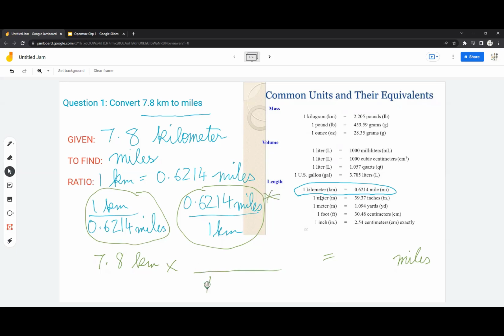Because if I write 1 kilometer is 0.6214 miles, what do I find? I find that my kilometers and kilometers cancel out and I'm just left with 0.6214 miles. So take your calculators out and solve this. 7.8 times 0.6214.